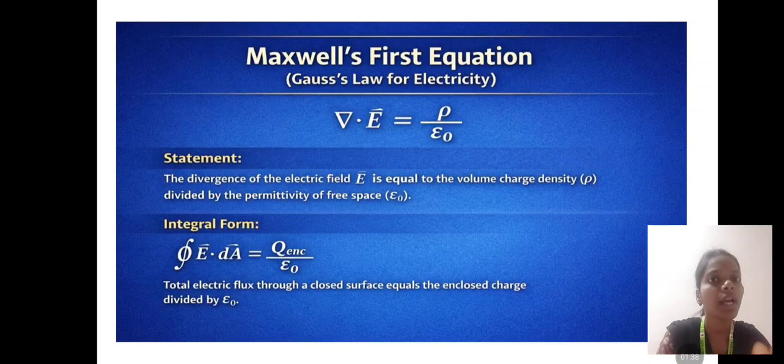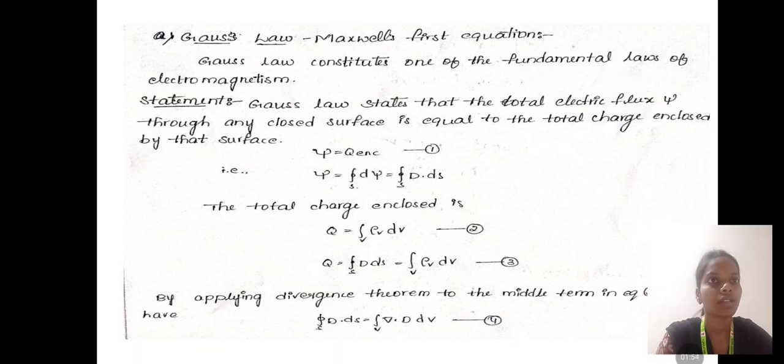In integral form, the integral of E dot dA equals Q by epsilon naught. Total electric flux through a closed surface equals the enclosed charge divided by epsilon naught. Now the derivation of Gauss law. Gauss law states that the total electric flux phi through any closed surface is equal to the total charge enclosed by that surface. That means phi equals Q enclosed.